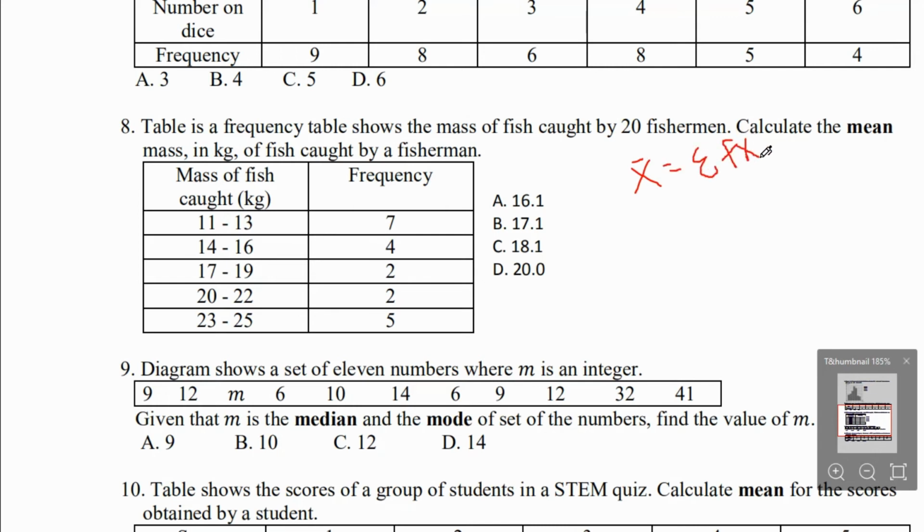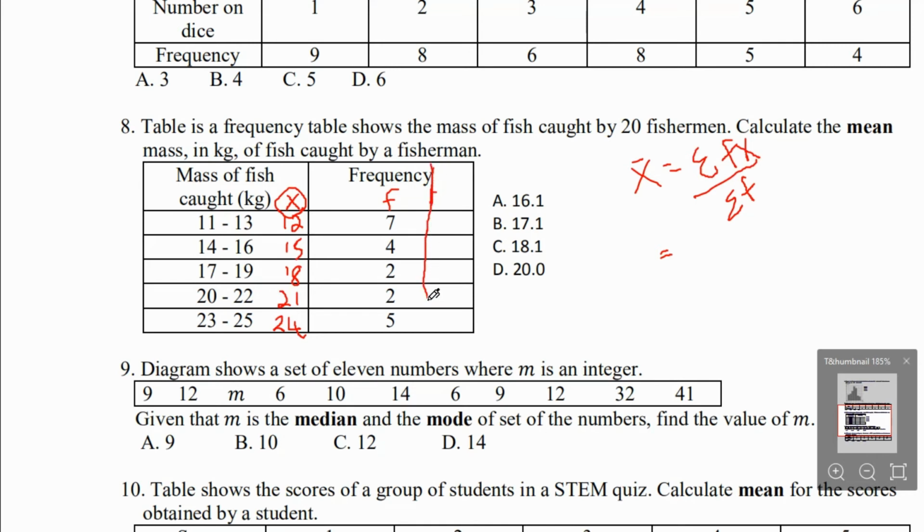Summation of fx divided by summation of f. Okay, frequency multiplied with x. To calculate midpoint, 11 plus 13 divided by 2, 12. 14 plus 16 divided by 2, 15. 17 plus 19 divided by 2, 18. 20 plus 22 divided by 2, 21. And this is 24. This is the midpoint. And this is frequency. Okay, you can count.